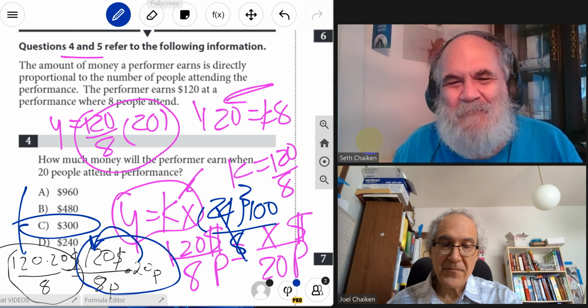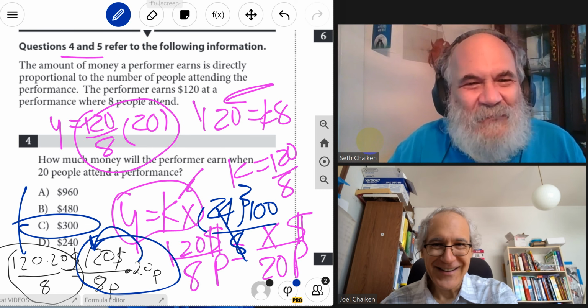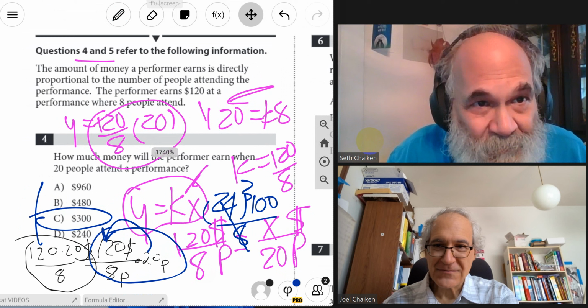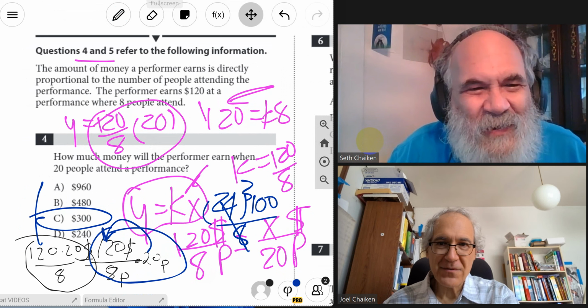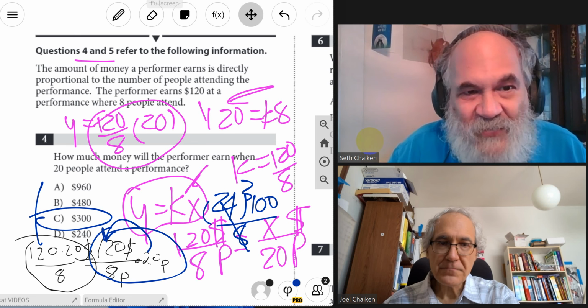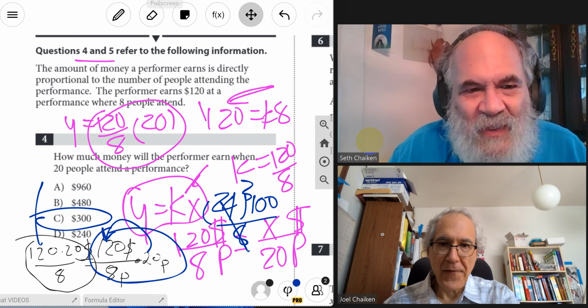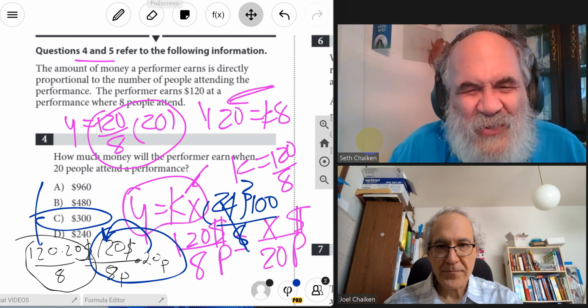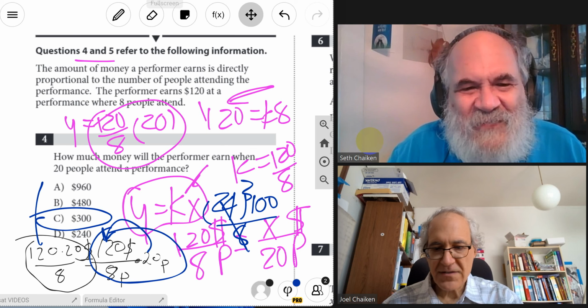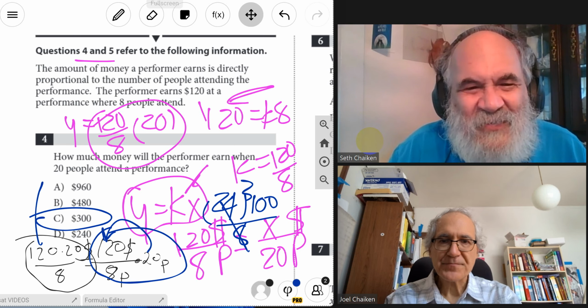So, in an unprecedented move, we will do a second technical question, but it's related to this. We already know what the rate is: 120 divided by 8. And then you might even have simplified the rate. If you simplify the rate, you get 30 over 2, which is 15. The rate is $15 a person.